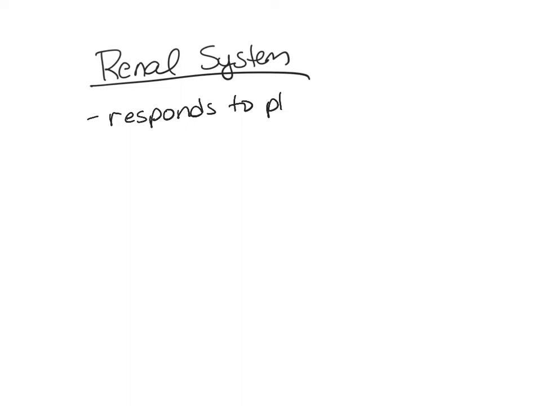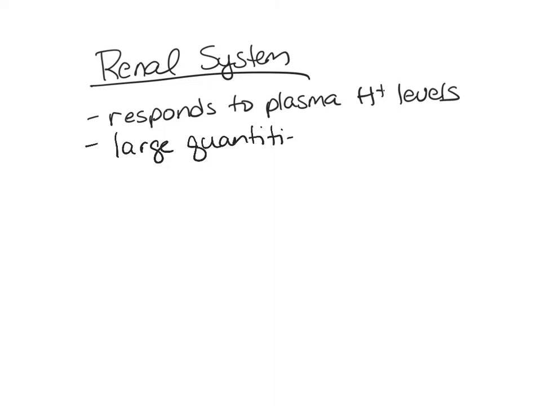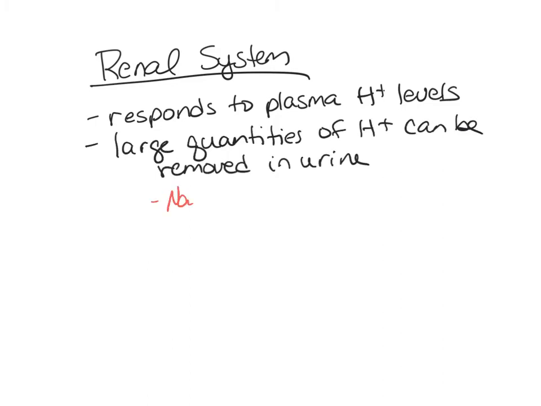So the renal system, or the urinary system, can also help to keep the pH in normal range. Whereas the respiratory system was more sensitive to carbon dioxide levels, the renal system responds to changes in plasma hydrogen levels. Large quantities of hydrogen can be removed at the kidneys in the urine. Sodium gets reabsorbed, and hydrogen gets secreted. This helps to keep the pH in normal limits.